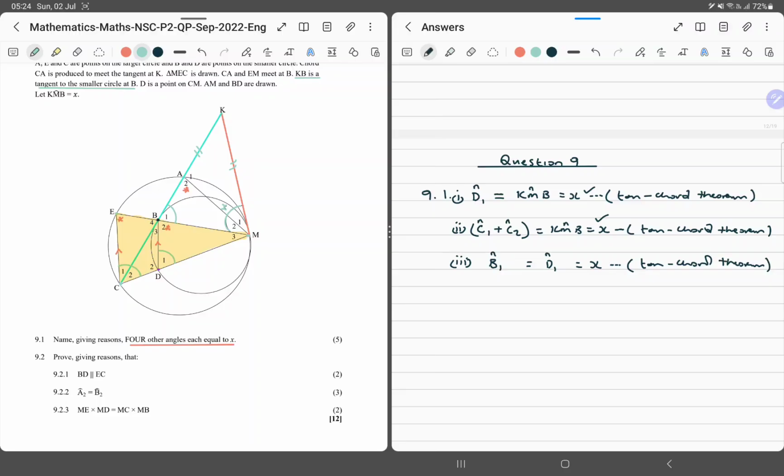Yeah, we look like children, hey? Ten chord theorem, ten chord theorem. Yes, it must be if it is. Why do we want to complicate our lives?